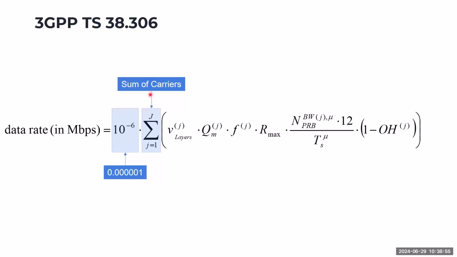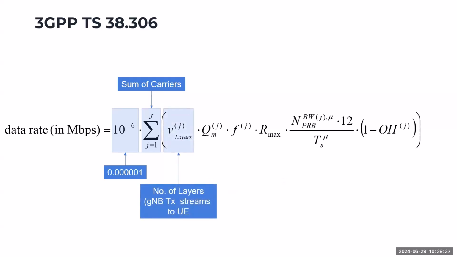So we sum it up because if you use different carriers, just imagine this. For example, you have two carriers you use for 5G. Carrier 1 is 2100, and then you have another carrier, for example, N78, 3.5 gigahertz. These two carriers have different modulation and different propagation characteristics. These two carriers will have different bandwidth, different coding rate, and different layers of MIMO. So you need to sum it up. That's why there is a sum of carriers here.